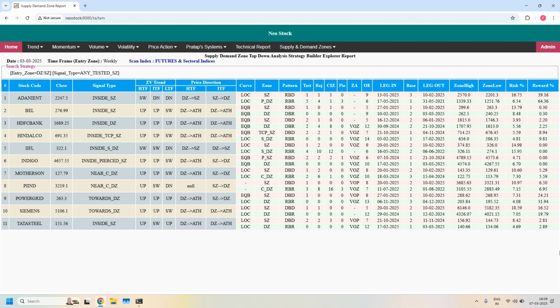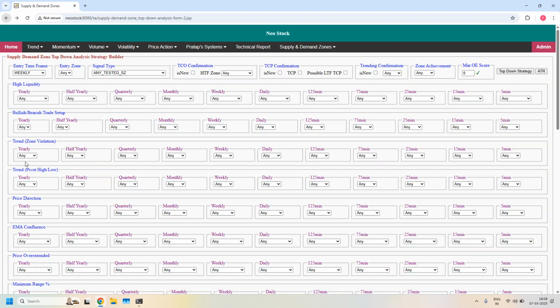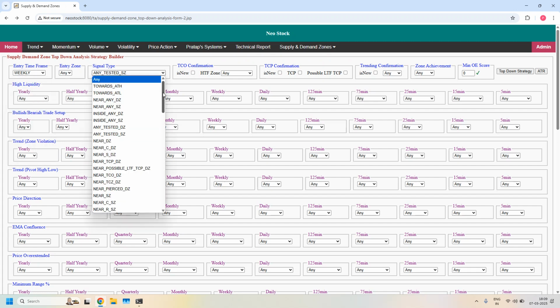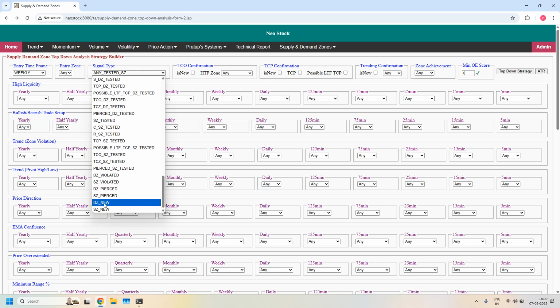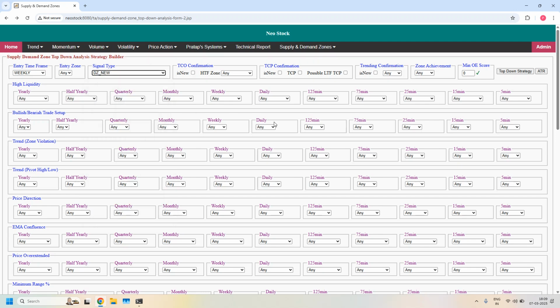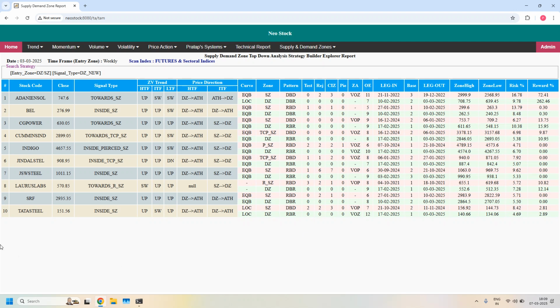Okay, next we will identify newly created weekly demand and supply zones by end of this week. So weekly time frame, let us find the stocks having newly created weekly demand zones. So these 10 stocks are having newly created weekly demand zones.